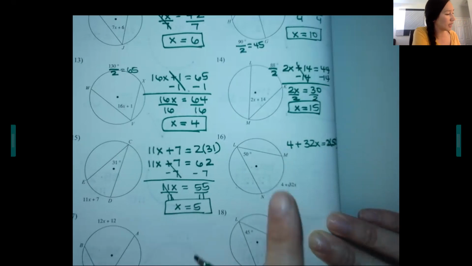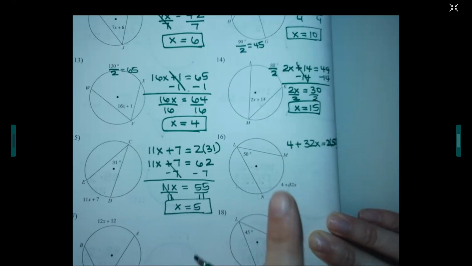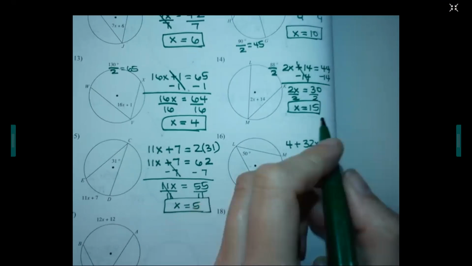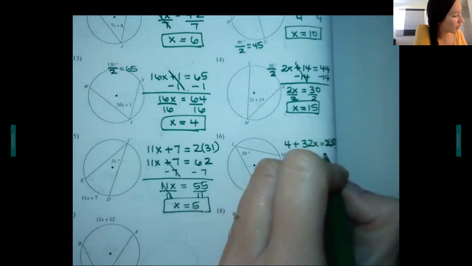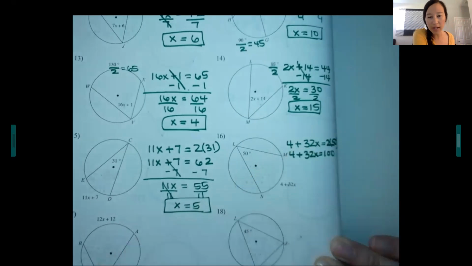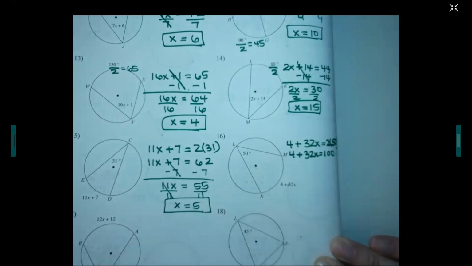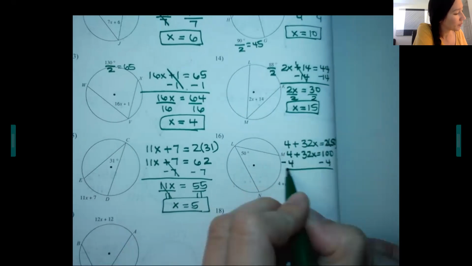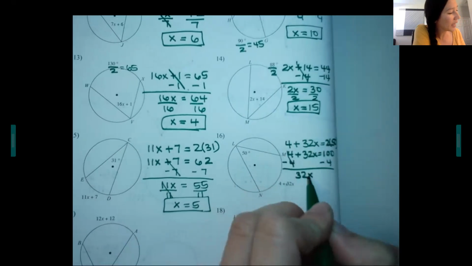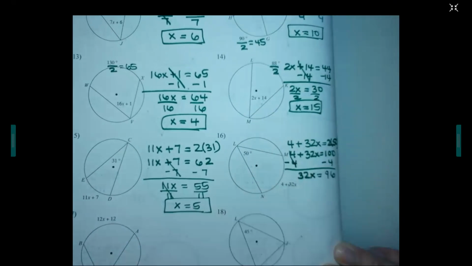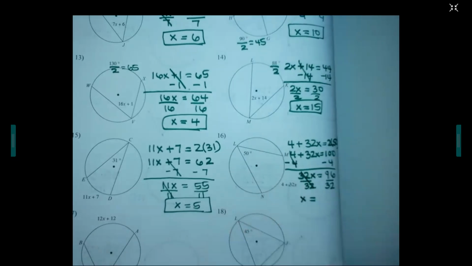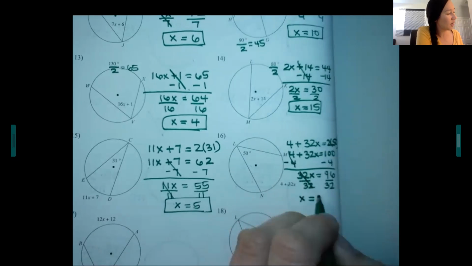Okay, Jaden, number 16. All right. So first I did 2 times 50 and I got 100. Good. So 4 plus 32x equals 100. And then I subtracted the 4 from the 100. Yep. And I got 96. Very good. And then I divided them both by 32. And then I would get x equals 3. X equals 3. Very good, Jaden. Thank you.